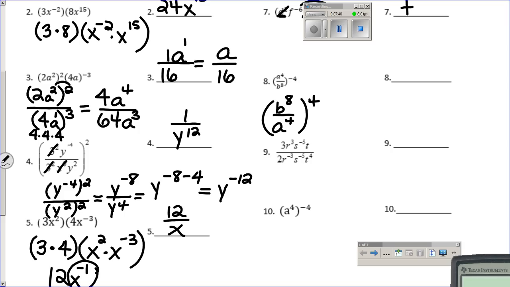So 8 times 4 becomes b to the 32nd power over 4 times 4, a to the 16th power. So I just took this 4 and I multiplied it times the 8 and I multiplied it times the 4. The exponents are positive, so that is the final answer.